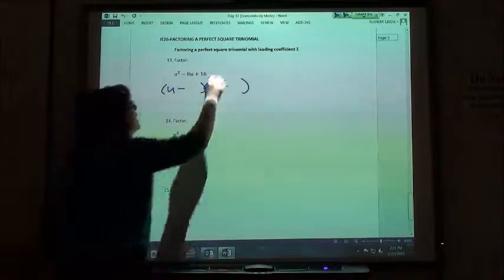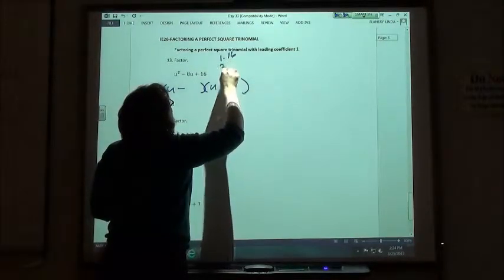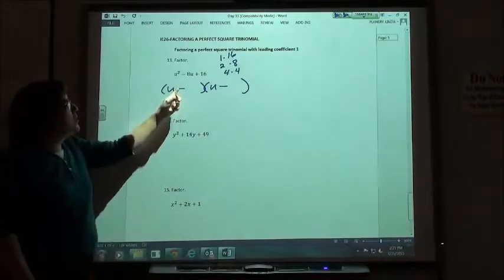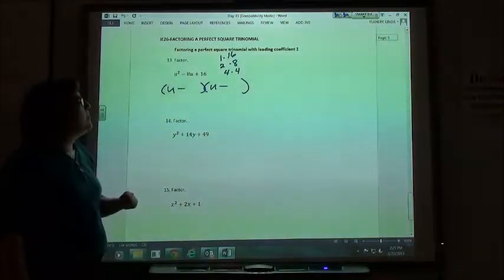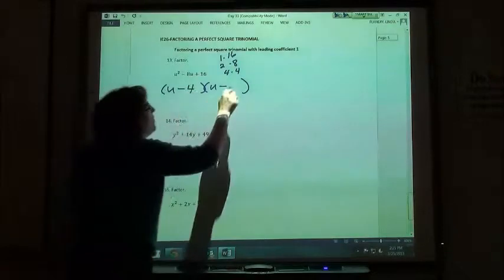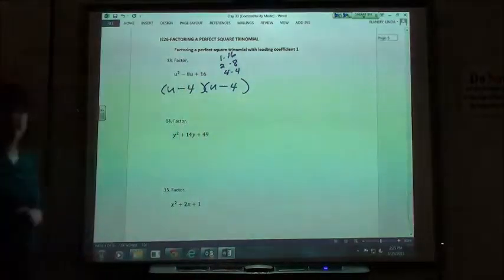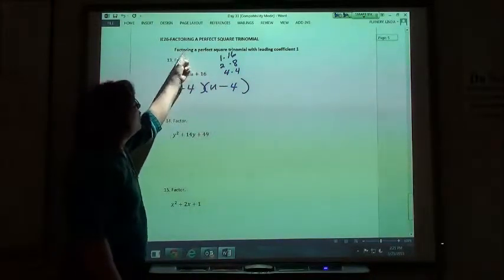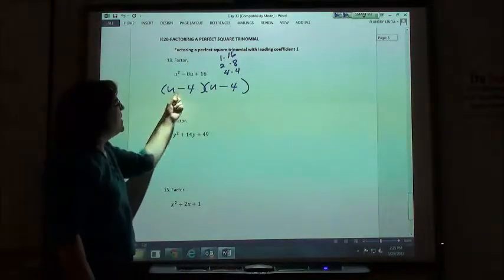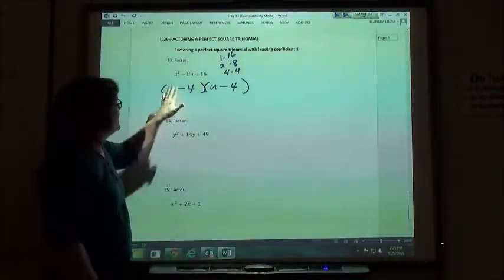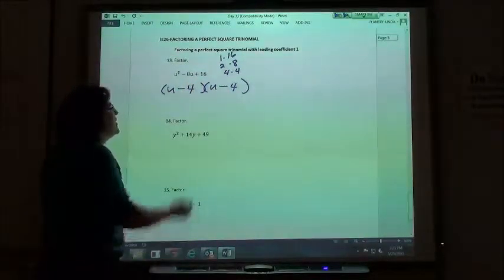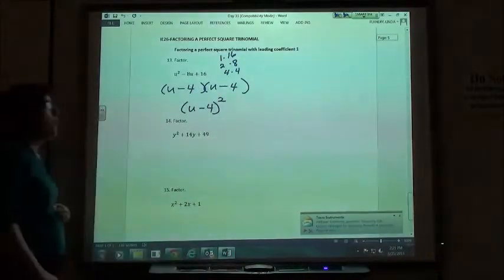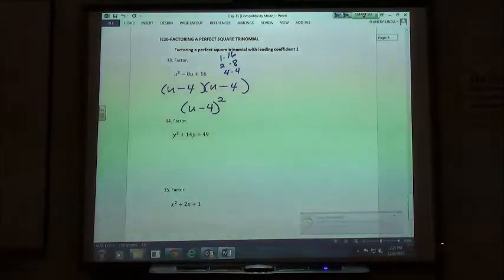Factors of 16. 1 and 16, 2 and 8, 4 and 4. I want the pair that's going to add up to negative 8 when I plug them in. Well, if I do a negative 4 plus a negative 4, guess what? That's the negative 8 in the middle. What happens with these ones that they're calling perfect square trinomials is you get the same thing twice. So instead of entering it in with 2 sets of parentheses, you're going to enter it in as a perfect square. So u minus 4 squared is going to be your answer.